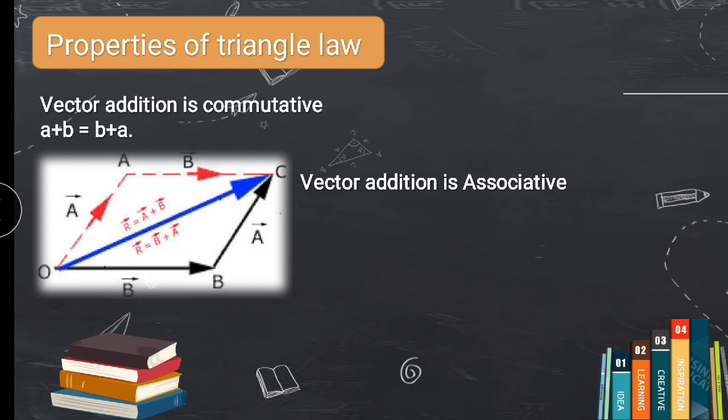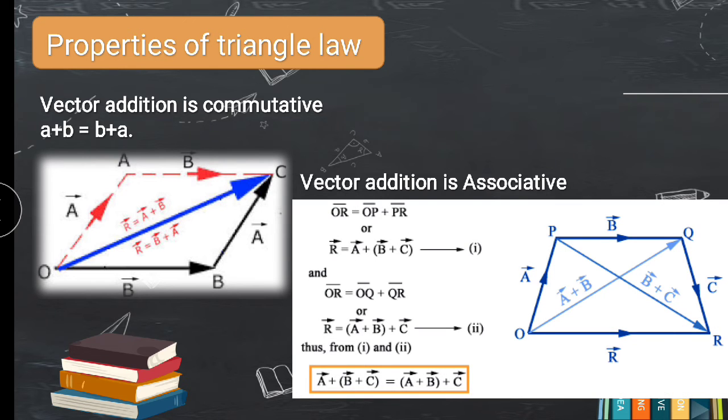Now we are moving toward the second property, that is, vector addition is associative in nature. Now you can see one figure over here. Now we are going to see the construction of this figure. This length OR is represented by position vector bar R. OP is represented by bar A. PQ is represented by bar B. QR is represented by bar C.